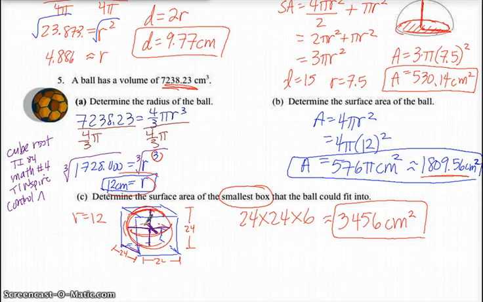Well, so it's making a cube. So each face of the cube is 24 by 24. And how many faces do we have? We have 6. So it's 24 times 24 times 6. So my total is 3,456 centimeters squared. So that's it.